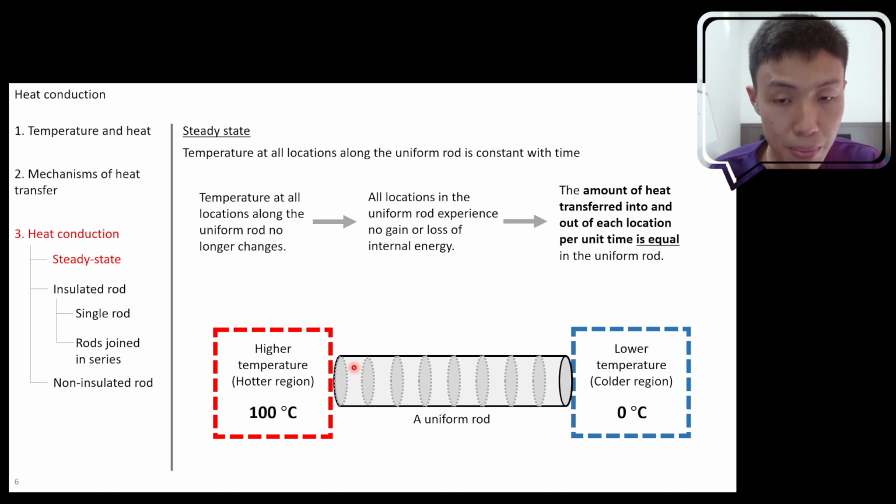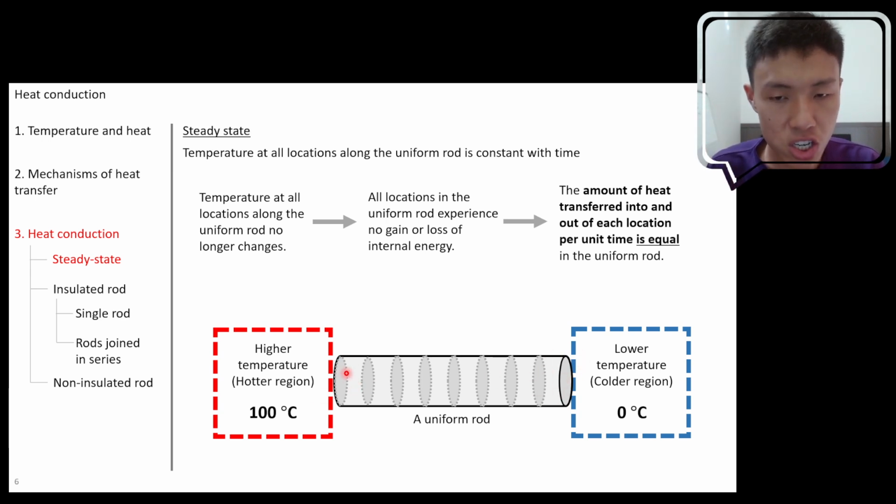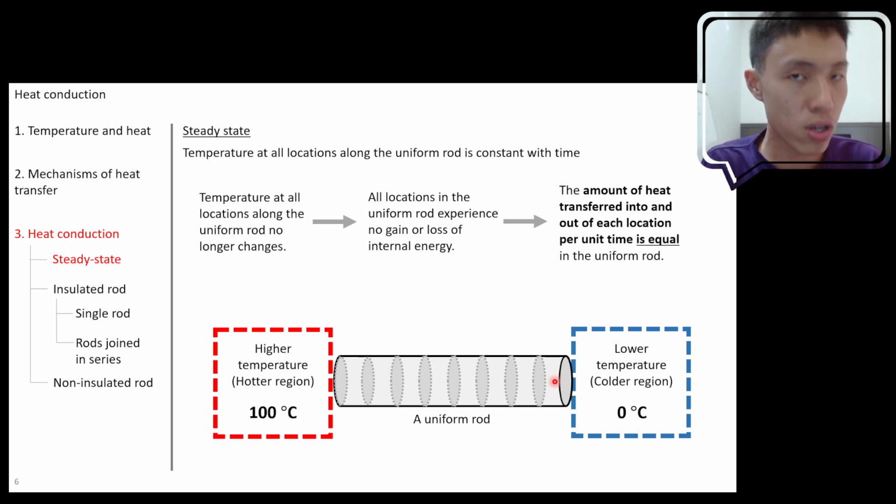I imaginarily cut this uniform rod into a few sections: 1, 2, 3, 4, 5, 6, 7, 8. I know that this section of the rod will be higher in temperature, whereas this section will be lower in temperature. But what I know is that at steady state, the temperature in each section will not change. They have different values, but they will not change.